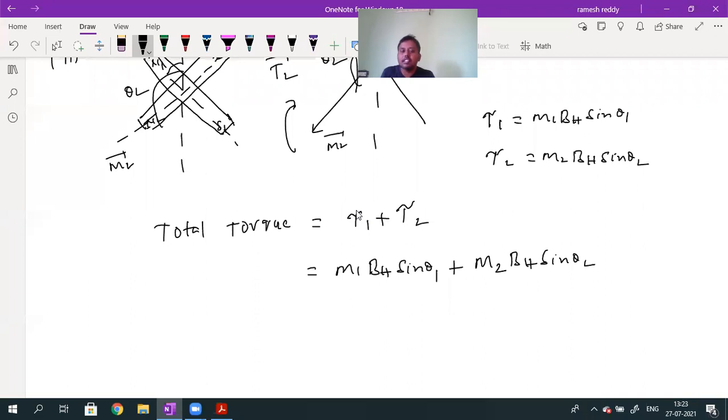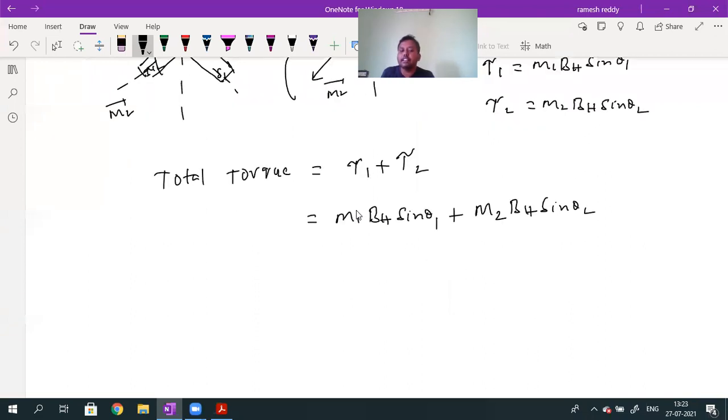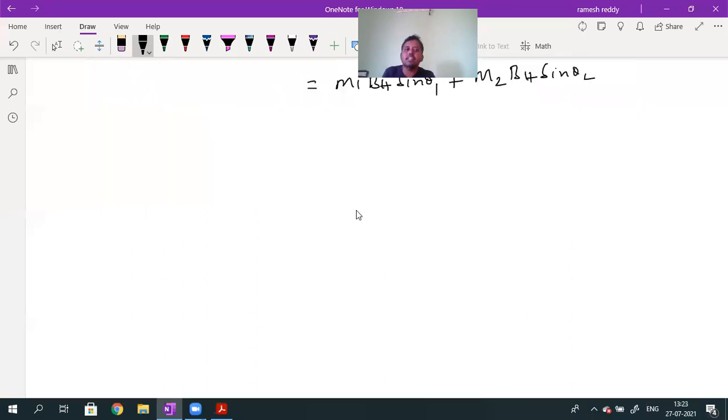Understood? The system will never be in equilibrium. Compulsorily, the two bar magnets will rotate. They will rotate and align in the direction of BH. So this is the second point.